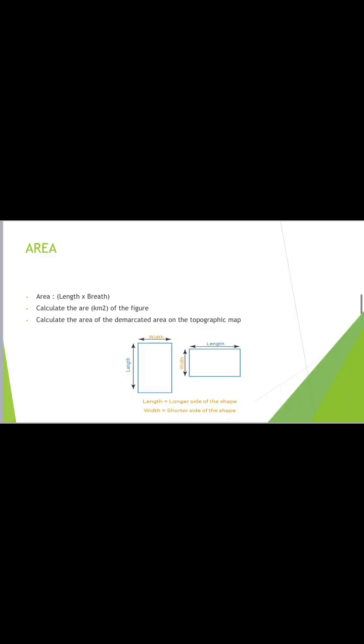On to area. Area uses the formula length times breadth. All the time when we calculate area, we must know that our final answer uses the units kilometers squared, meters squared, or centimeters squared. We also need to know that when we calculate area, we have length times width or breadth. Length is the longer side of the shape and width is always the shorter side of the shape. No matter how your shape seems, length will always be the longer side.